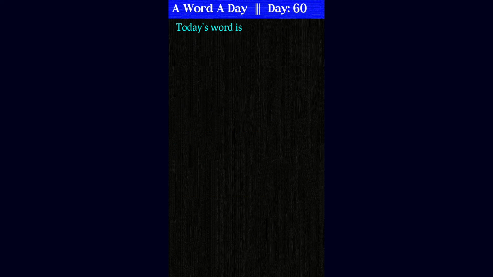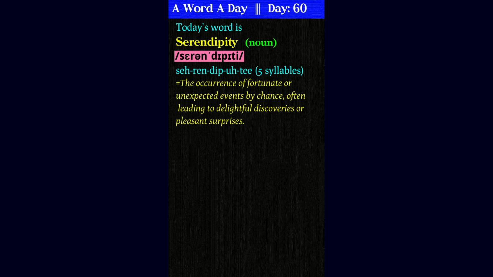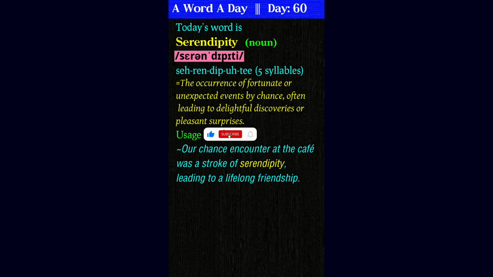Day 60. Today's word is serendipity. Serendipity. 5 syllables. Serendipity is a noun. Serendipity means the occurrence of fortunate or unexpected events by chance, often leading to delightful discoveries or pleasant surprises. Usage. Our chance encounter at the cafe was a stroke of serendipity, leading to a lifelong friendship.